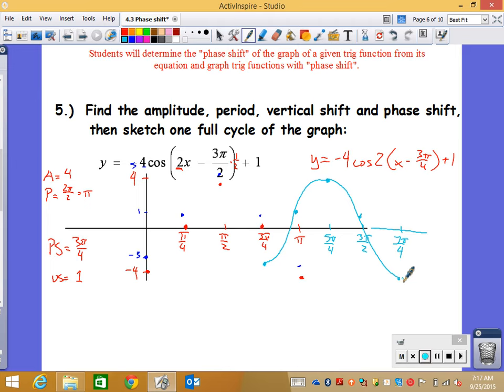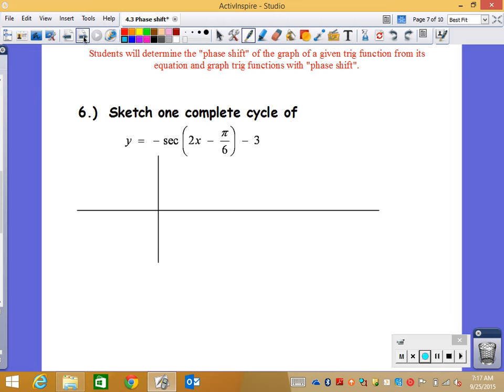So remember, don't get intimidated by the numbers. Write out your 4 key values that you need, and then just take them one at a time. So this one looks very fun. Negative secant 2x minus pi over 6 minus 3. Again, you notice right away, I don't have a naked x, so I've got to factor that out. Y is equal to, well, negative secant, factor out a 2, x minus, multiply by half to figure out the new value, negative pi over 12. And then a minus 3 stays at the side.